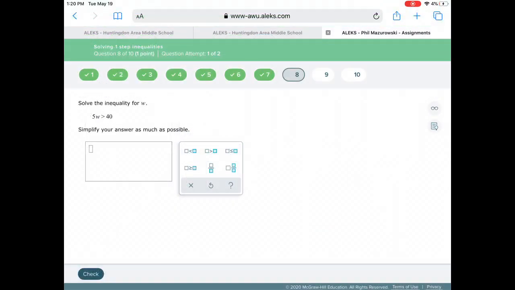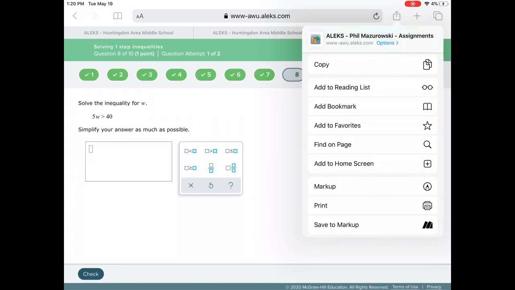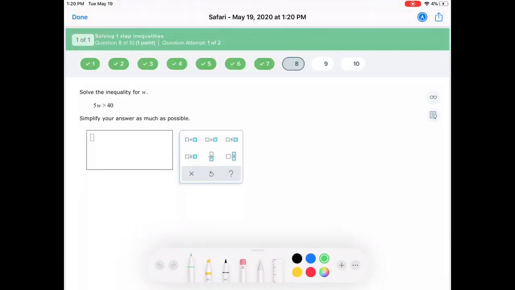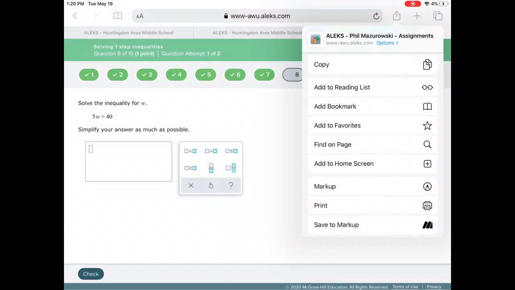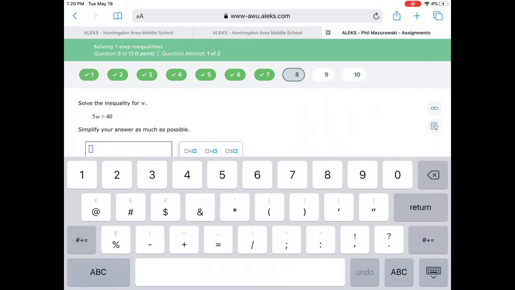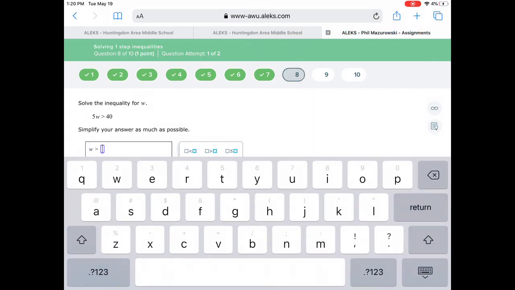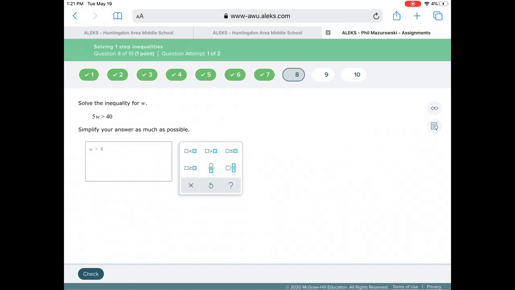Our next question is 5w is greater than 40. So 5w means 5 times w. So just like we just had, to undo this multiplication, we would use division. So we would divide both sides by 5, keep the inequality the same. 40 divided by 5 is 8. So our answer is w is greater than 8. W greater than 8.